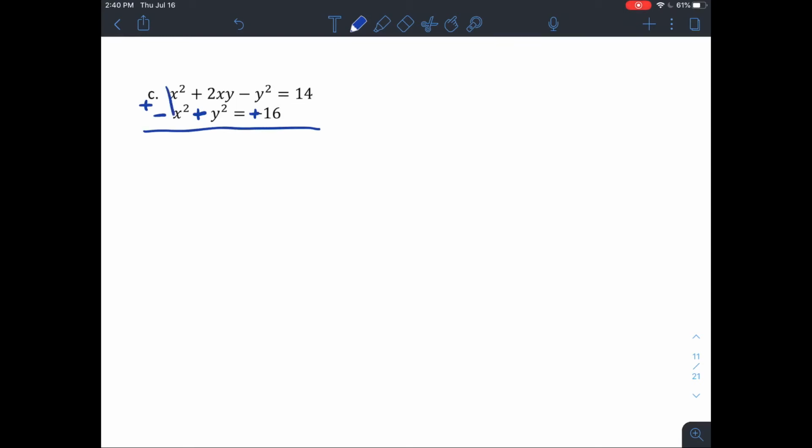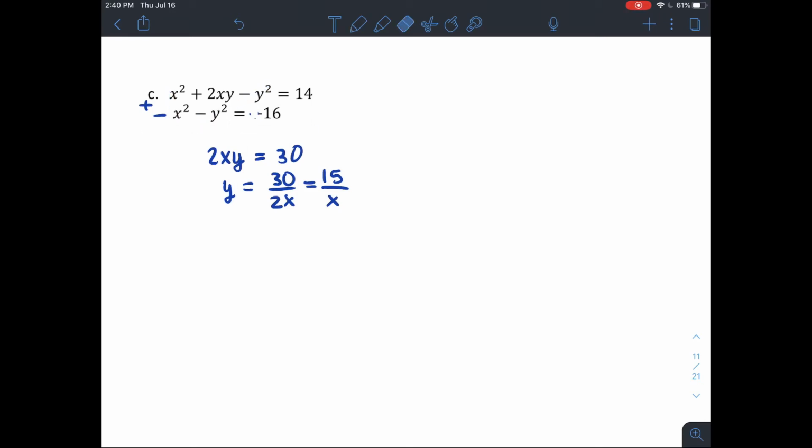It's not going to be perfect, but my x squareds eliminate and my y squareds eliminate. I still have that 2xy term that's now equal to 30. So there's still two variables, but I'm actually going to pick either x or y. I'm going for y and solve that one for a variable. And then after I reduce it, substitute that back in.